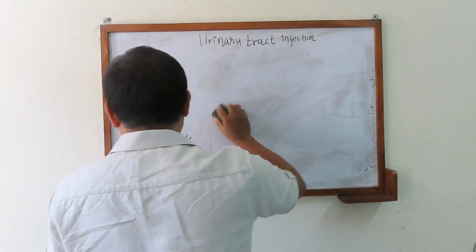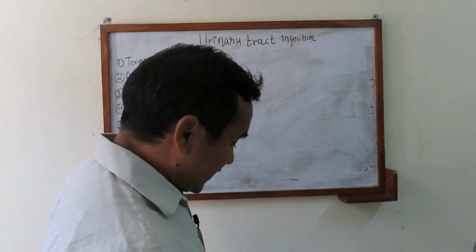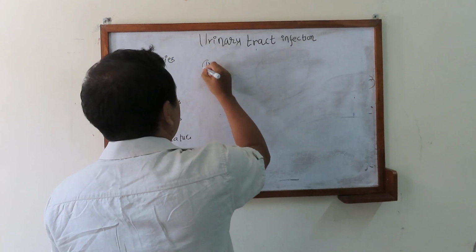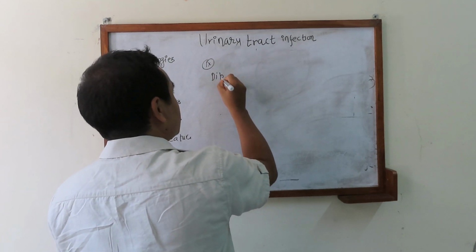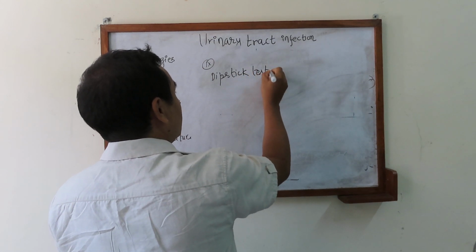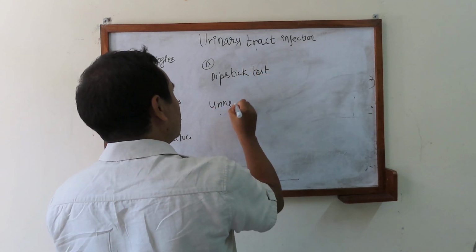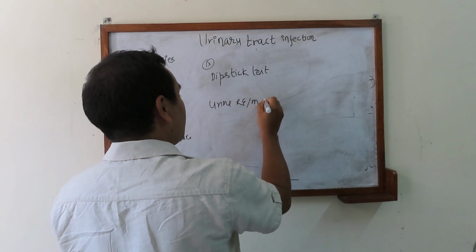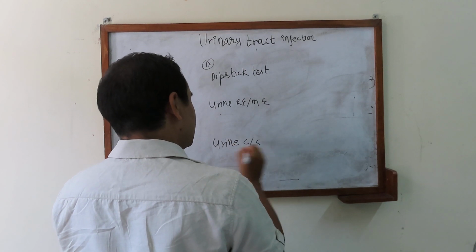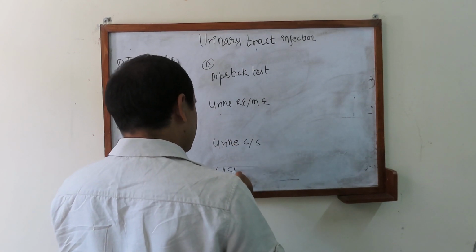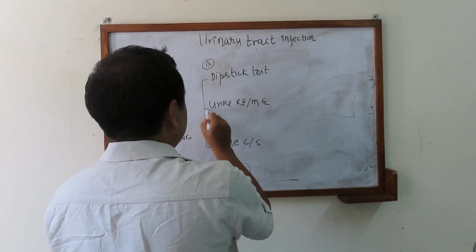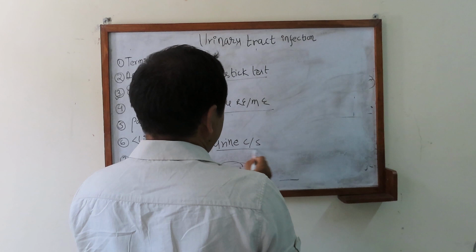Okay, then let us go to the investigations. So what are the tests? Other than the routine examination, we need 3 tests. One is the dipstick test, another one is urinalysis, and another one is urine culture. These 3 tests help us in diagnosis, and sometimes ultrasound. But the main tests are the dipstick, urinalysis, and urine culture.